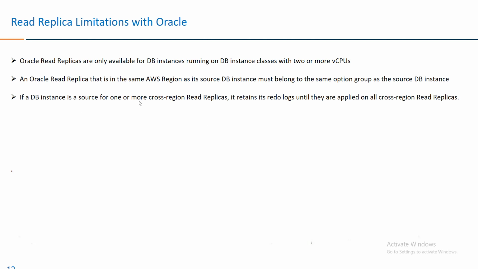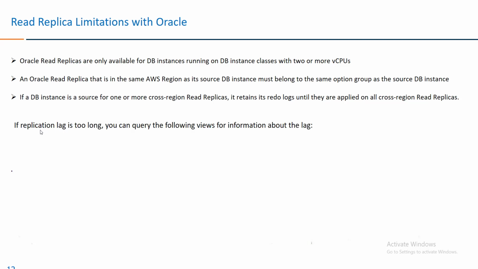If a DB instance is a source for one or more cross-region read replicas, it retains the redo log until they are applied to all the cross-region read replicas. It happens like if we have archive logs and many, you can say, Data Guard sites, the archive log will not get deleted unless it gets applied on a target site. So same concept is here.